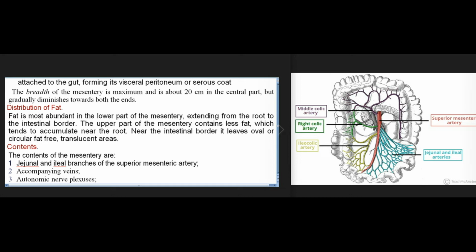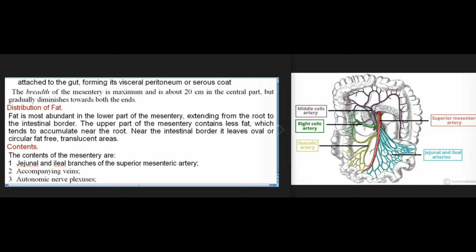The breadth of the mesentery is maximum and is about 20 cm in the central part, but gradually diminishes towards both the ends. Distribution of fat. Fat is most abundant in the lower part of the mesentery, extending from the root to the intestinal border.